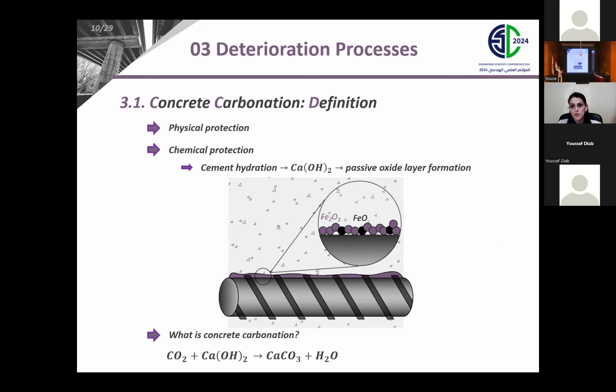In general, concrete protects the reinforcement steel from the aggressive environment. On the one hand, it provides a physical barrier between the reinforcement bars and the outside environment. On the other hand, it provides chemical protection. During cement hydration, the strong alkali calcium hydroxide is produced. It determines a highly alkaline environment in which a protective passive oxide layer is formed over the rebar surface. However, as time passes, the protective features of concrete are diminished due to a degradation process known as concrete carbonation.